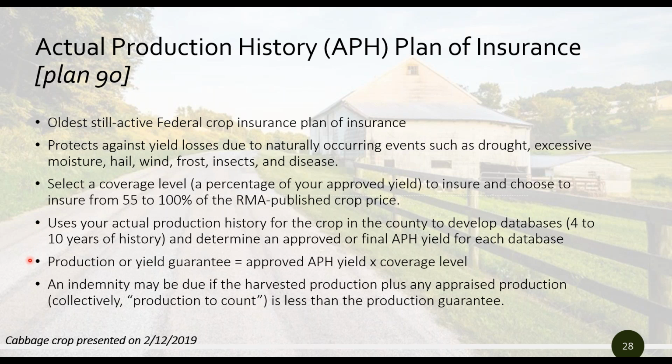The production or yield guarantee equals the approved APH yield times your coverage level. And an indemnity may be due if the harvested production plus any appraised production, called production to count, is less than the production guarantee.